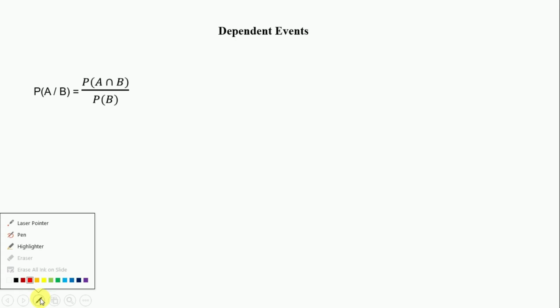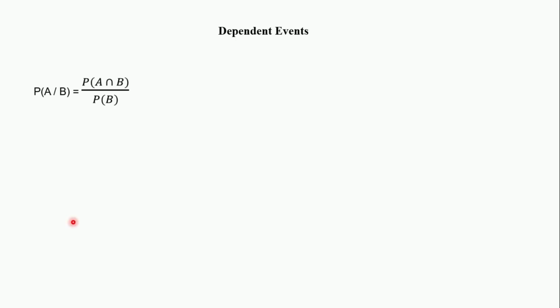Now I am going to explain about dependent events. As we saw in the previous video about conditional probability, that is the probability that A will happen given that B already happened. Here the slash means nothing but "given that". That's why we say the probability that A will happen given that B already happened equals the probability of A and B upon the probability of B.